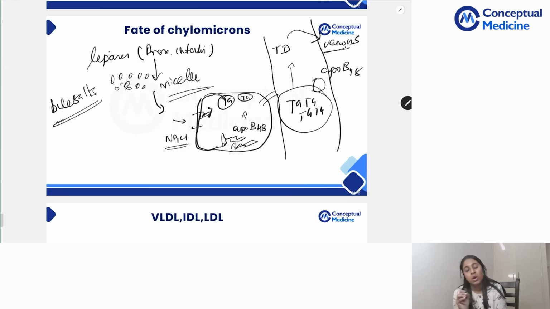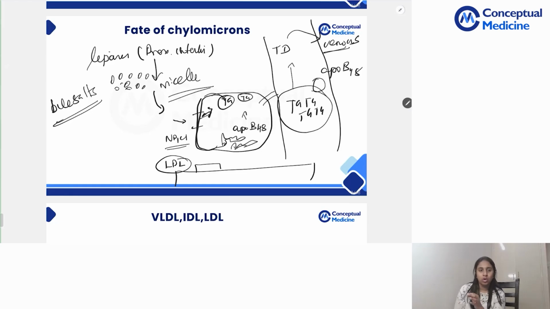So what happens once inside the venous system? They get acted upon by the endothelial LPL, that is called lipoprotein lipase. But ApoB48 will not act on the LPL by itself. It needs some other proteins to facilitate this catalytic activity. So this is donated by your HDL, and HDL will be there in the blood. So what does HDL do?